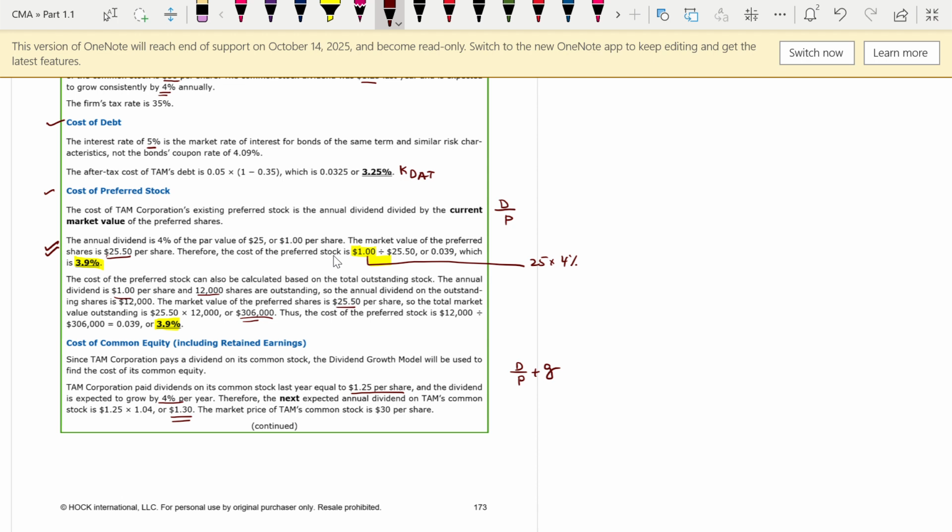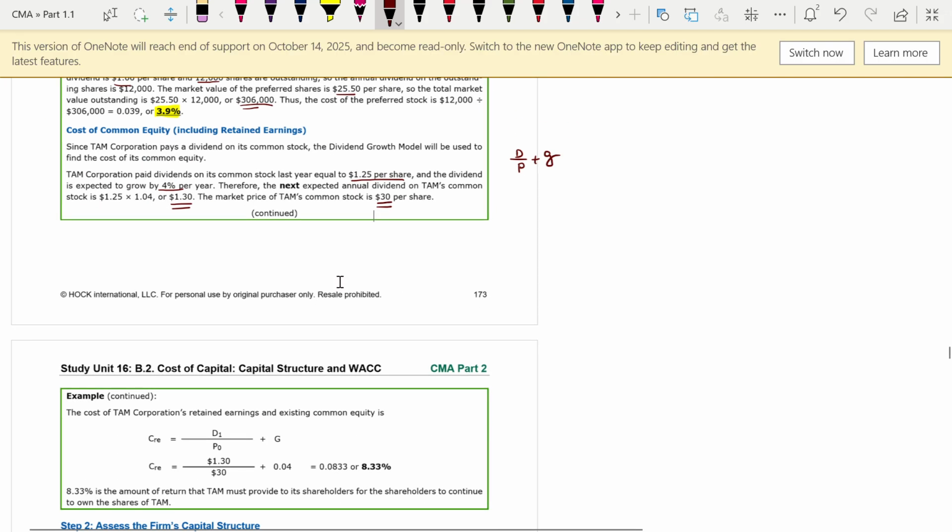What is the stock value? Stock value is 30 per share. Same thing, it will be there. See the thing, D by P plus G. Are you clear about this? Yes. Okay, D by P plus G.